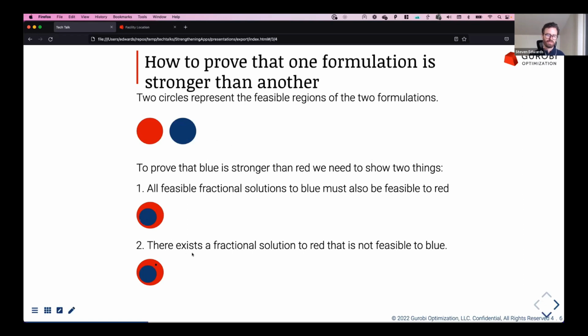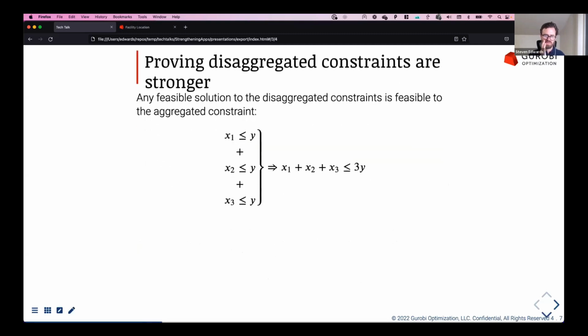But then you've also got to show that there exists a fractional solution to red that is not feasible to blue. So that there's a point in red that is not in blue. And if you can do that, then you've proven that blue is stronger than red. With respect to the example that I put up originally.